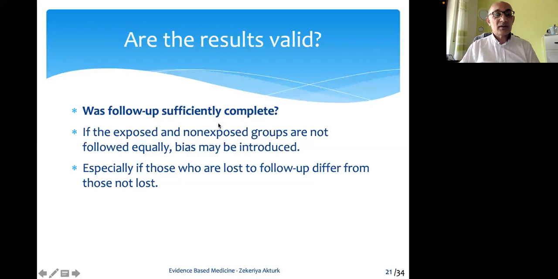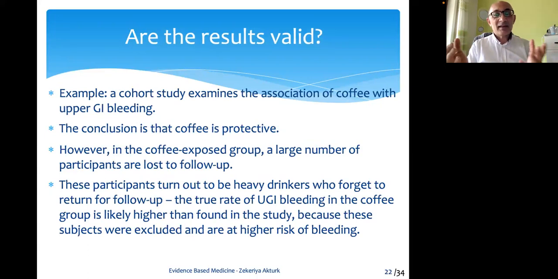And especially if those who are lost to follow-up differ from those who did not. We, of course, accept at the beginning that those who were lost to follow-up and those who are there have similar baseline characteristics, similar demographic features, but this is not always the case. So whenever possible, we should also look whether in the paper the authors could prove that those who were lost to follow-up, who did not adhere to the medication, who decided not to join the study, were similar from the demographic characteristics side to those who were analyzed.